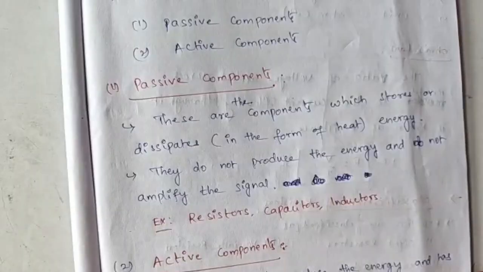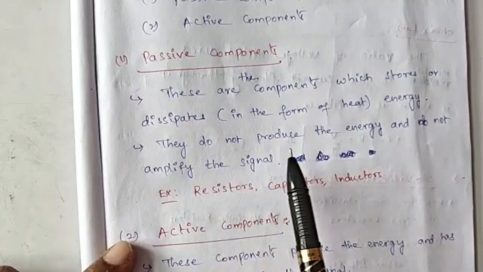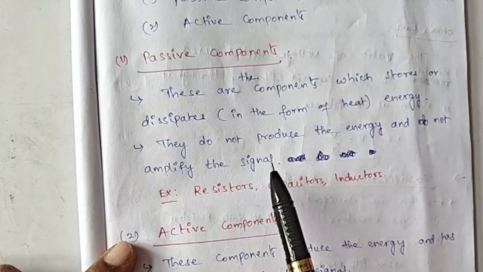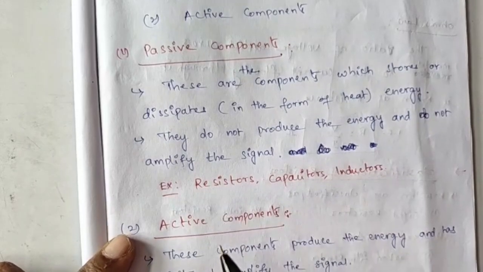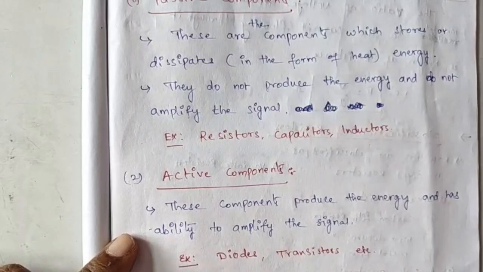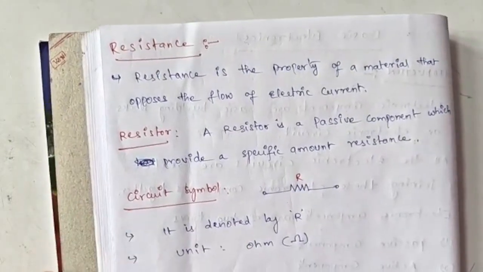Two different types of components: one is passive, the second is active. Passive components store or dissipate energy, and do not produce energy or amplify the signal. Whereas active components have the ability to produce energy and amplify the signal. Now come to the first passive component, which is the resistance.